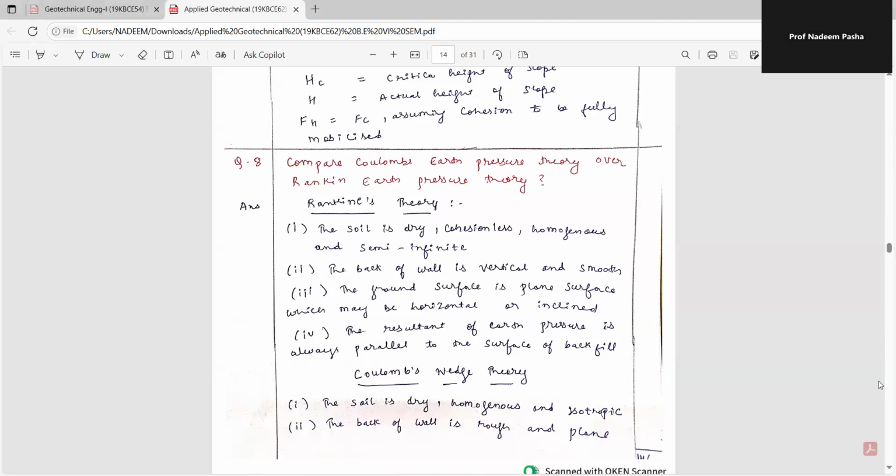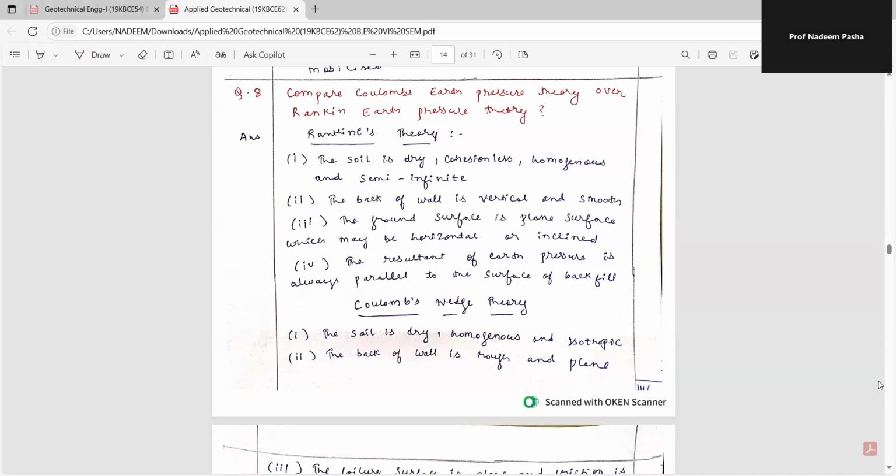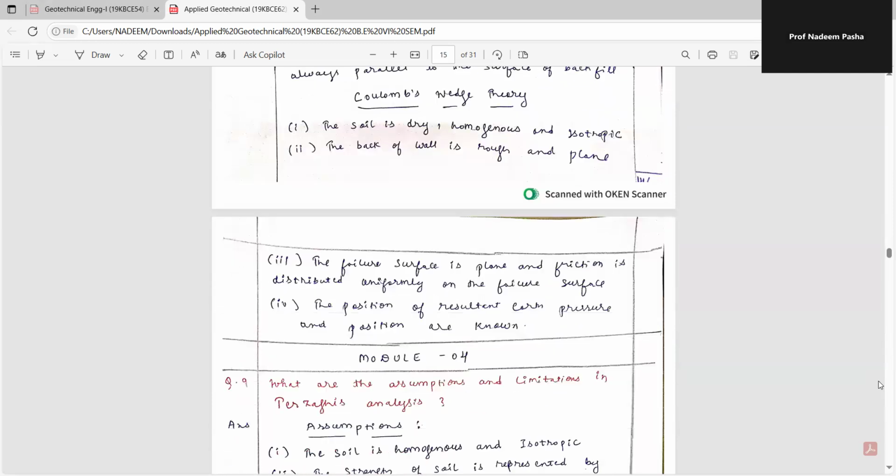The soil is dry, homogeneous, and isotropic. The back of the wall is rough and plain. The failure surface is plane and friction is distributed uniformly on the failure surface. The position and direction of the resultant earth pressure are known.